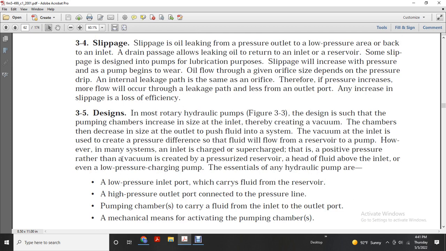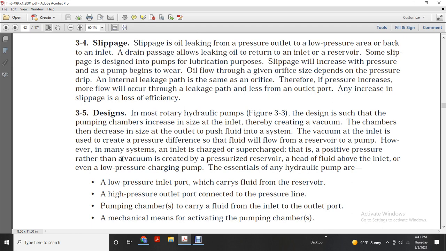In most rotary hydraulic pumps, figure 3.3, the design is such that the pumping chambers increase in size at the inlet, thereby creating a vacuum. The chambers that decrease in size at the outlet push fluid into the system. The vacuum at the inlet creates a pressure difference, so fluid will flow from the reservoir to the pump.